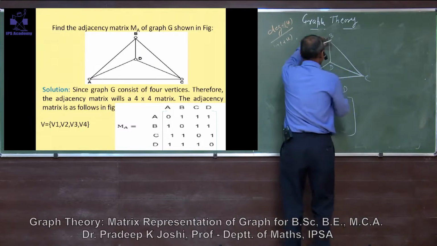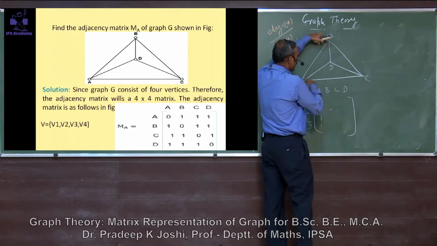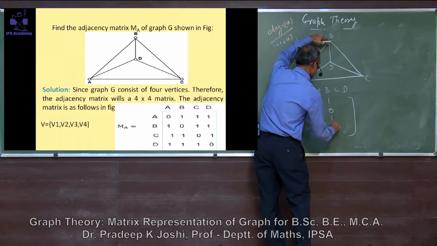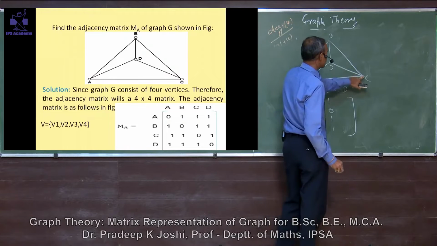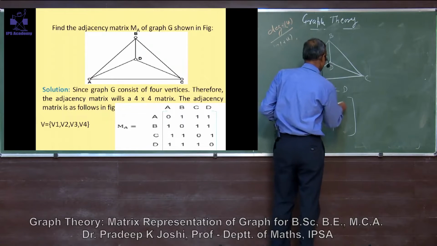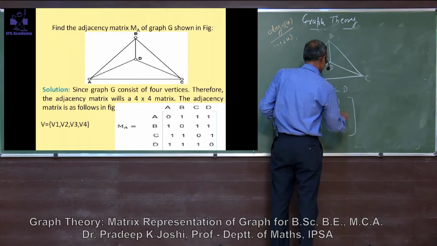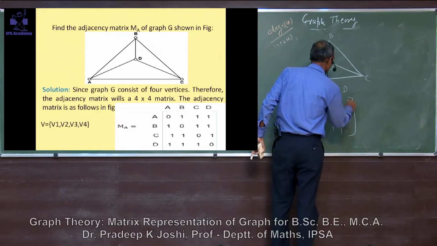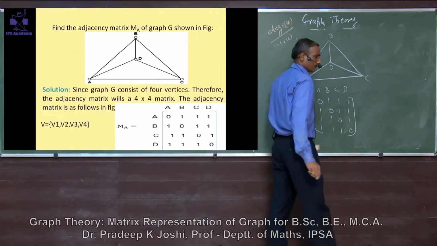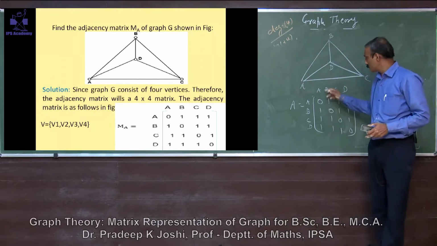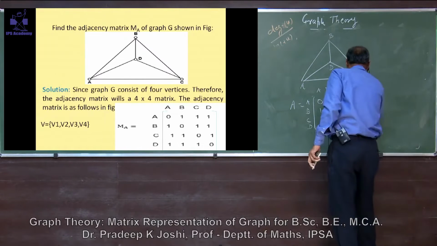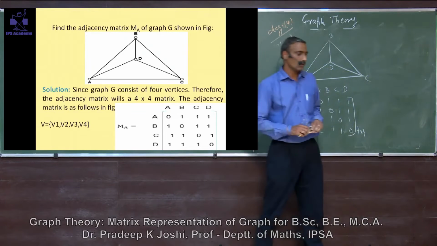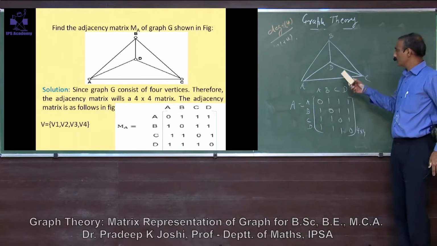B is adjacent to all other 3 vertices. So B to A is 1, B to B is 0, then 1, 1. Similarly, C is adjacent to all other 3 vertices, so this will be 1, 1, 0, and 1. And D is also adjacent to all other vertices, so 1, 1, 1, and 0. So this is the adjacency matrix of the given graph, and the order of the matrix is 4 by 4. This is a simple example.